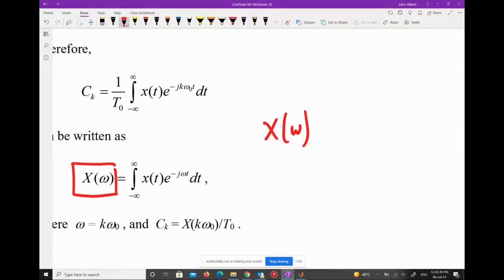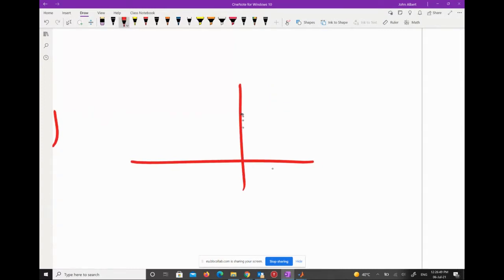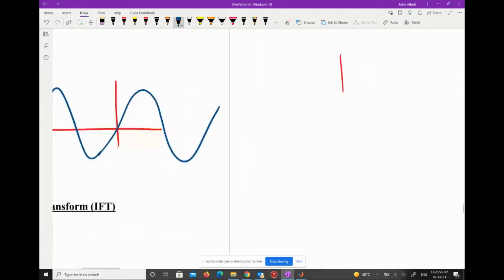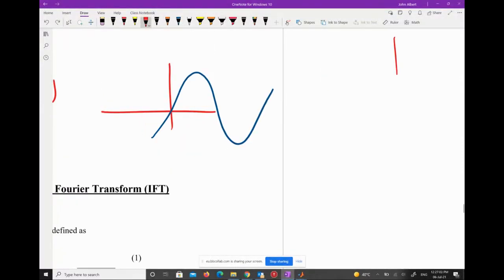Now, all of us know how to plot a signal. If I give you a signal, for example, if I tell you plot a sine, you will go and sketch the sine this way. This is the sine. Without even thinking about it, what is the x-axis? What is the x-axis whenever I plot a signal?